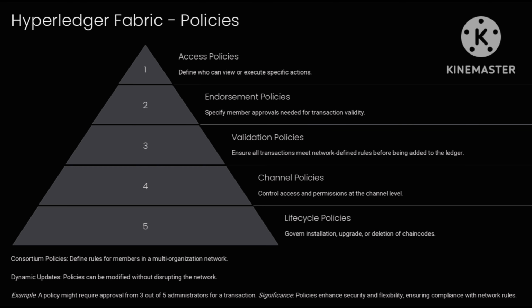Slide 3. Hyperledger Fabric Policies. Policy types. Policies in Hyperledger Fabric govern how the network operates and ensure compliance with predefined rules. These include access policies, which control who can view or perform specific actions. Endorsement policies, which define which members must approve transactions.